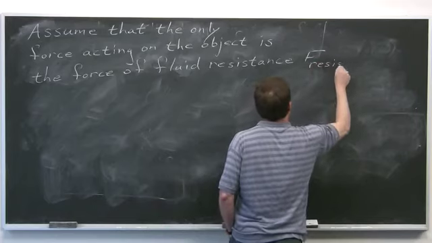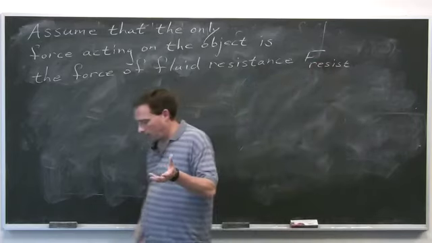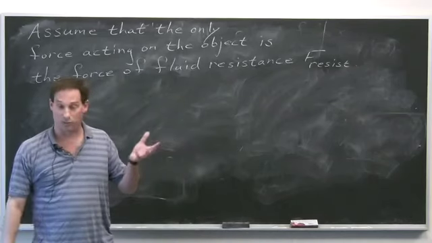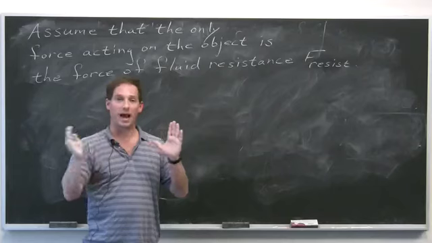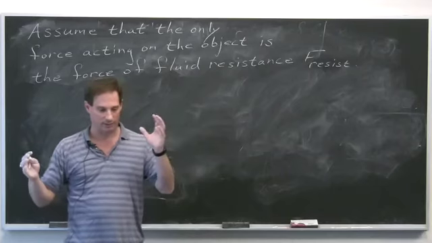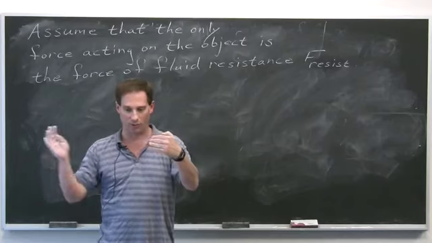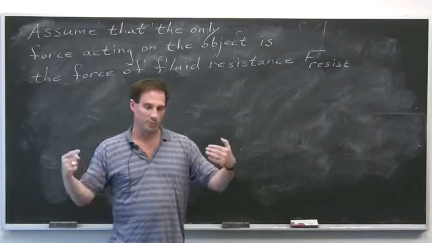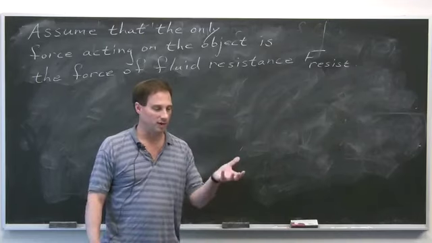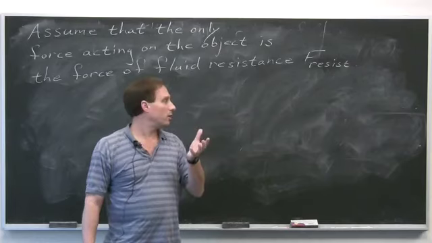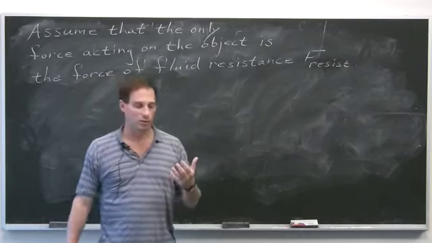All right. So this object is moving through this fluid, and the fluid pushes back, kind of with friction. It's like a friction force. As the object moves this way through the fluid, the fluid pushes back to oppose the motion of the object. We're assuming that's the only force acting on the mass.